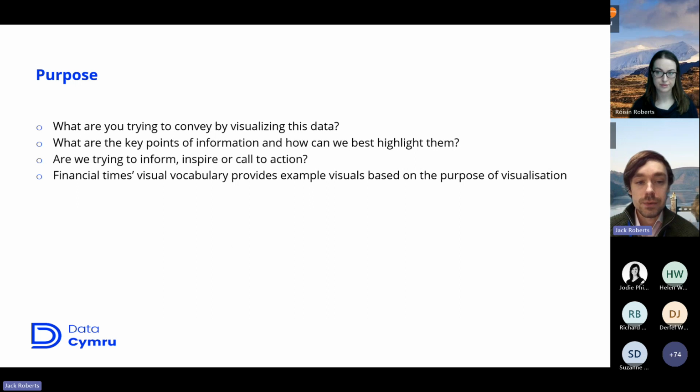So the Financial Times also provides a visual vocabulary, which we find very useful. It's got example visuals based on the purpose of the visualization.